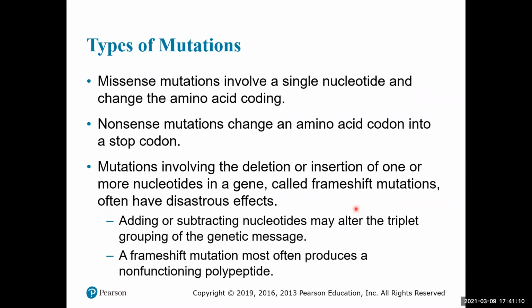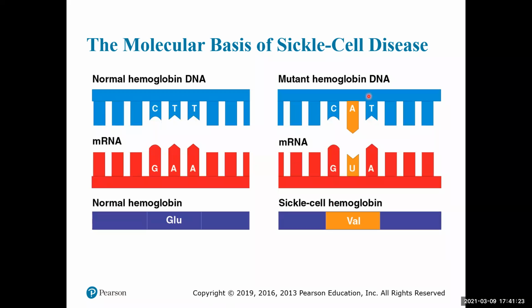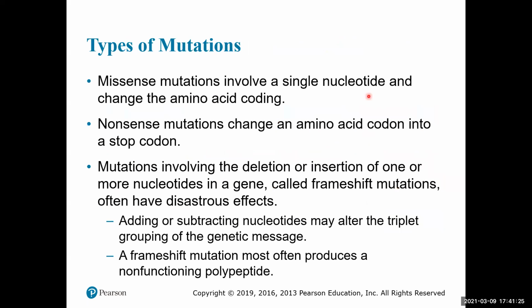Now, there are a couple of different types of mutations. So you can have what's called missense mutations that involve a single nucleotide and change the amino acid coding. Okay? So for example, the sickle cell example we looked at in the previous slide.